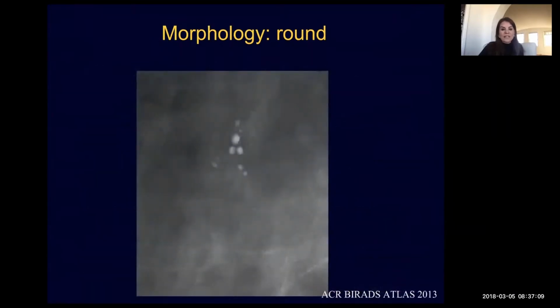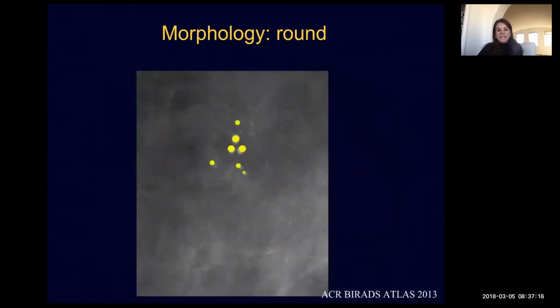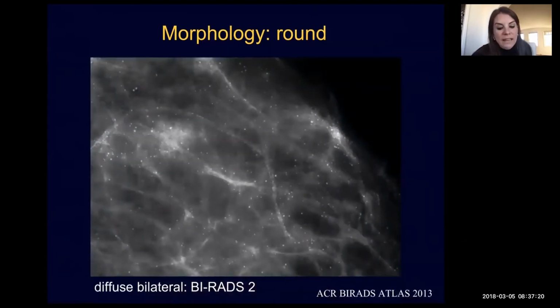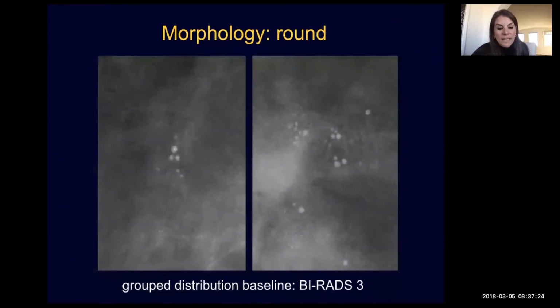So let's take a look again. Here is our group of round punctate calcifications. That again, if that was on a baseline, we could give that a BI-RADS 3. Here we have diffuse bilateral calcifications would be a BI-RADS 2. On the baseline, again, a BI-RADS 3.